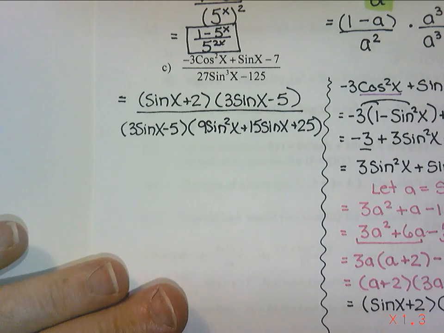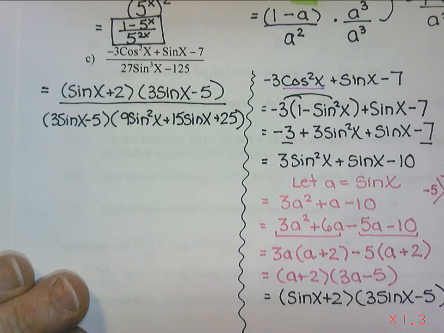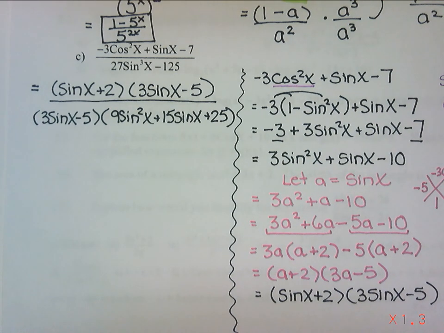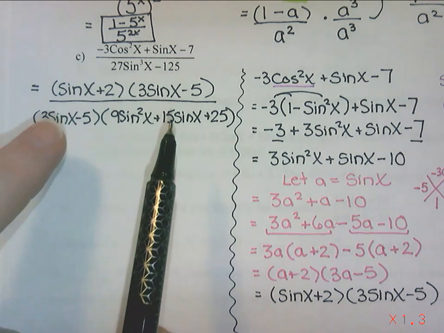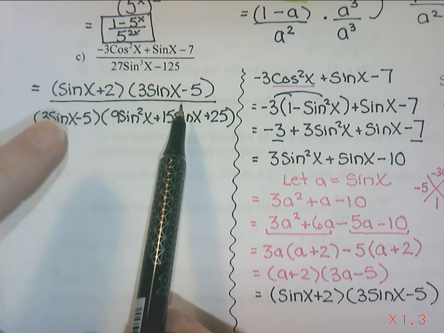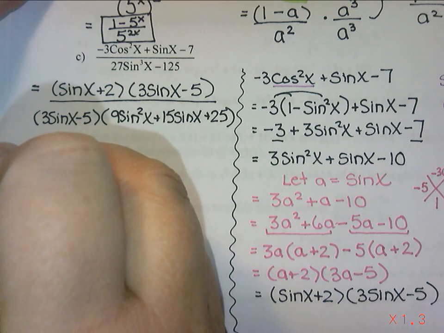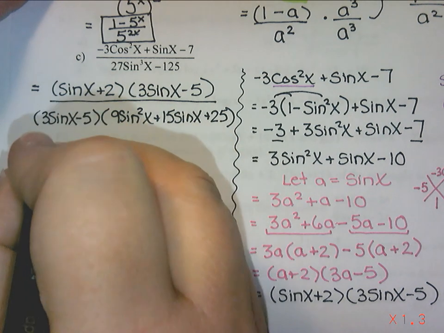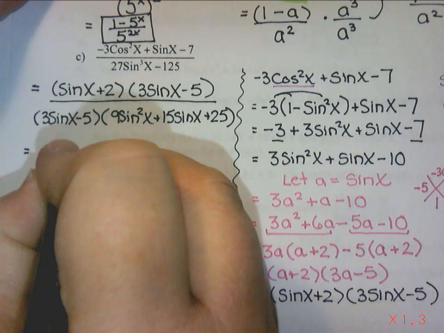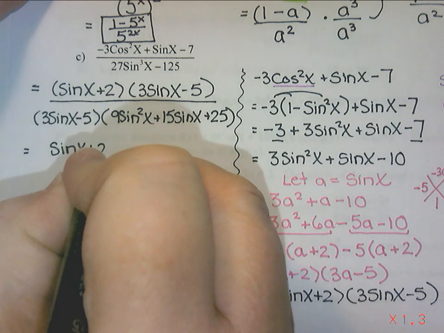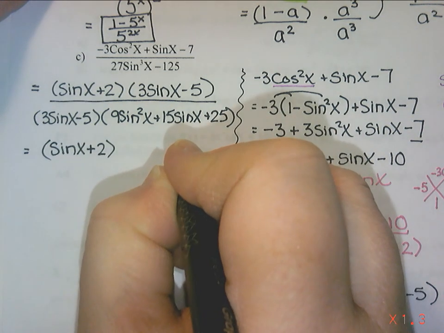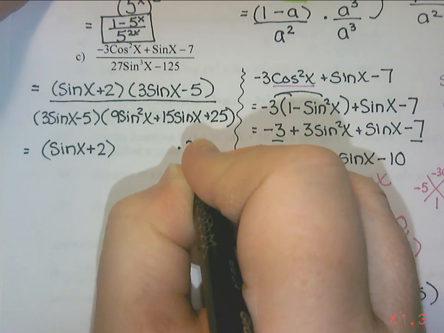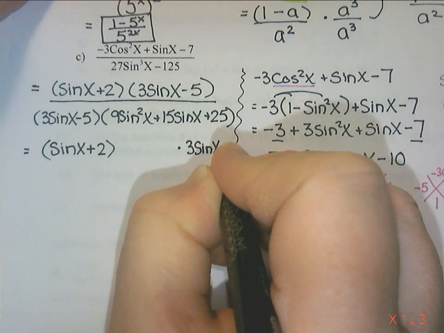Okay, now it's hard to remember what it is we were even doing in this question because we spent so much time factoring that expression, but we are trying to reduce. So I am looking for something on the top and the bottom that I could divide out. So I do see that I have a bracket that matches the 3 sine x minus 5. So I'm going to say that this is the same as sine x plus 2 and then times 3 sine x minus 5.